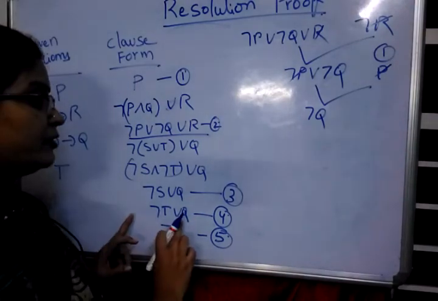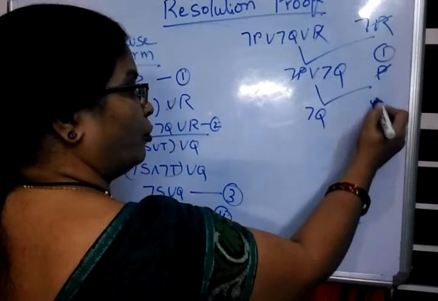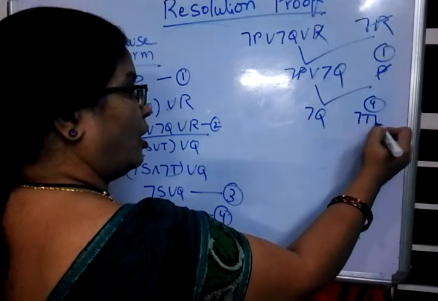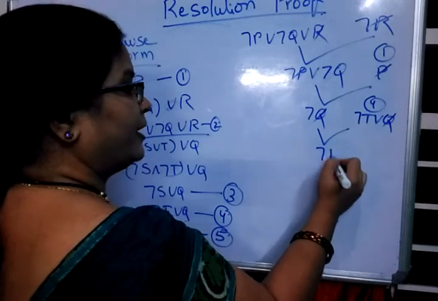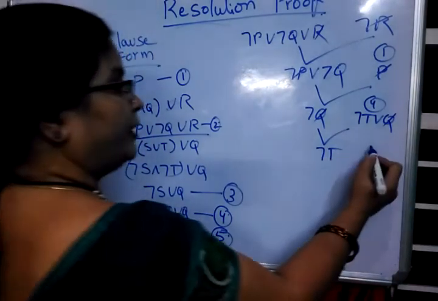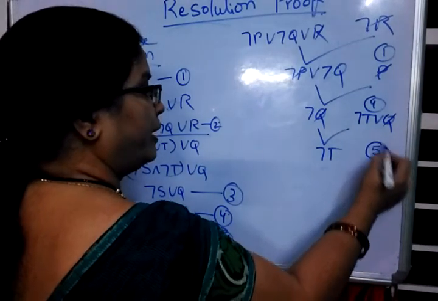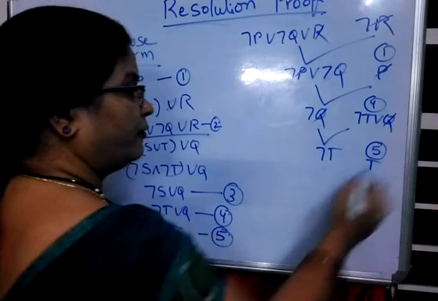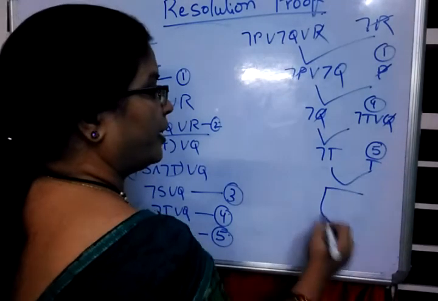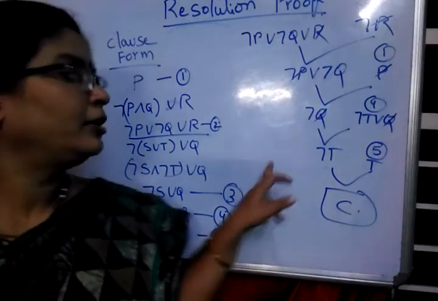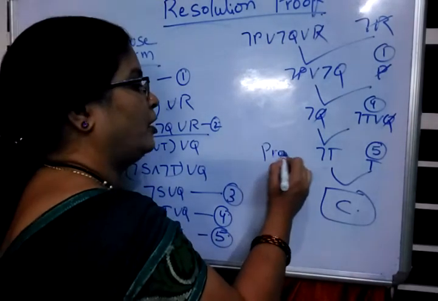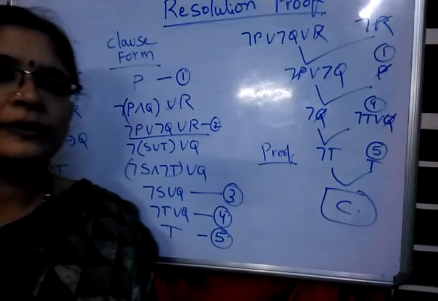So which equation do I have to take? Equation number 4, that is negation T or Q. So Q will be cancelled. What is the resultant? Negation T. And I join it with equation number 5, that is T. Finally we find the contradiction. Totally cancelled, we got the contradiction. This is called the proof of the resolution.